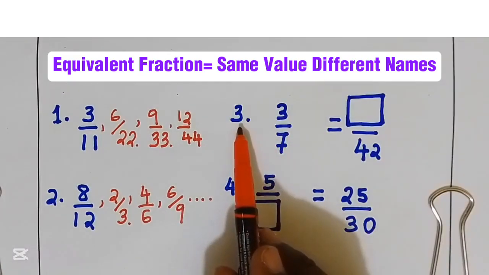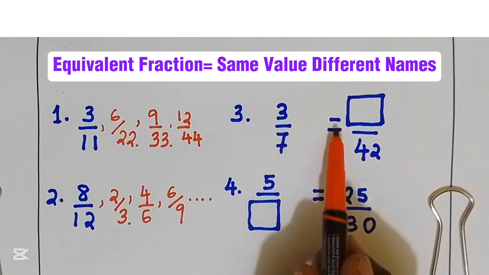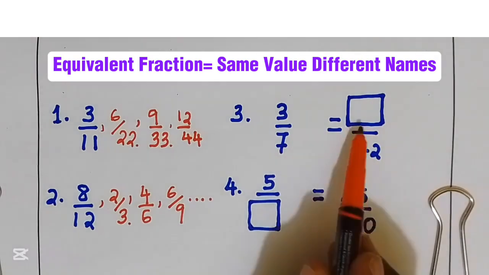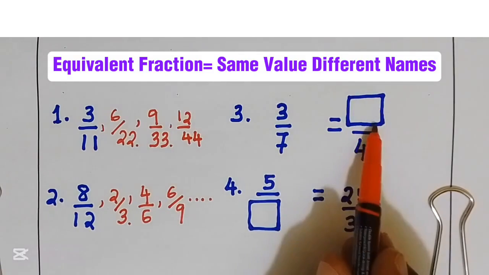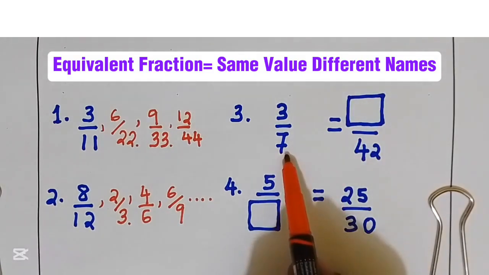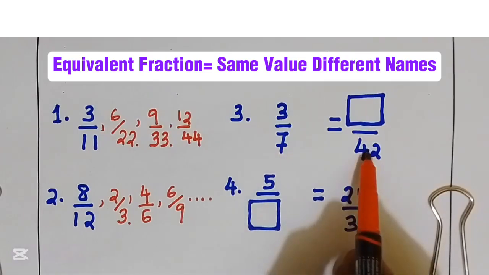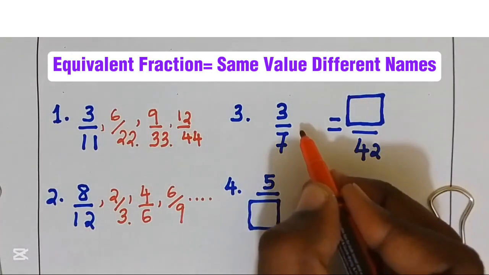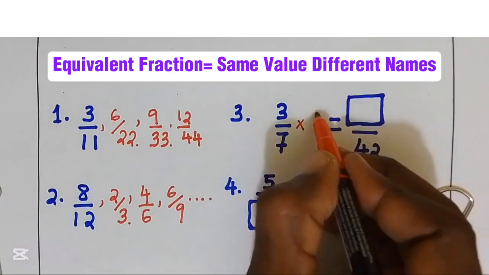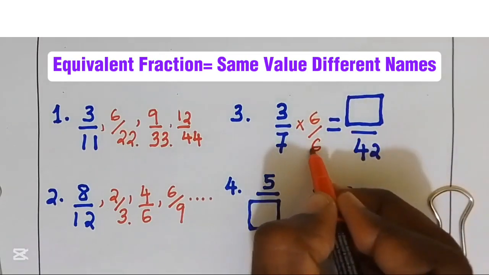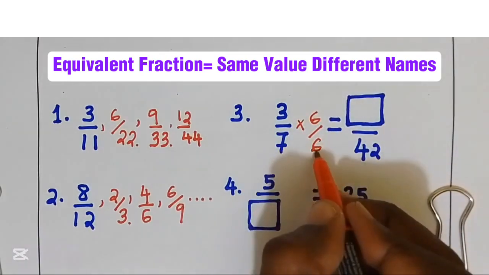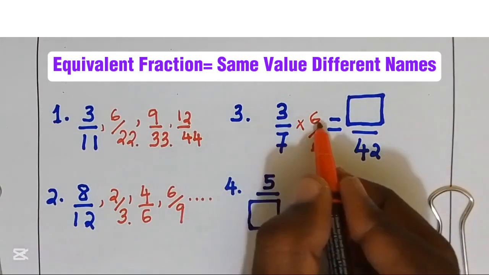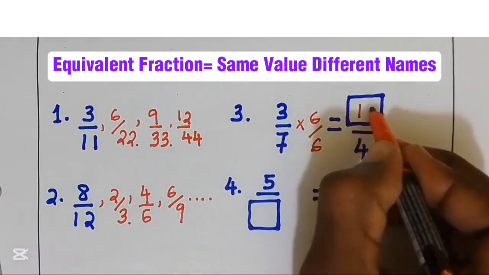They have given us 3/7 is equal to a box over 42. They need us to fill in the number in the box. This is an equivalent fraction. So what number do we multiply by 7 to get 42? We can see here they multiply the denominator by 6. So here they multiply by 6/6, from which they get 7 multiplied by 6, they get 42. And 3 multiplied by 6, we are going to get 18.